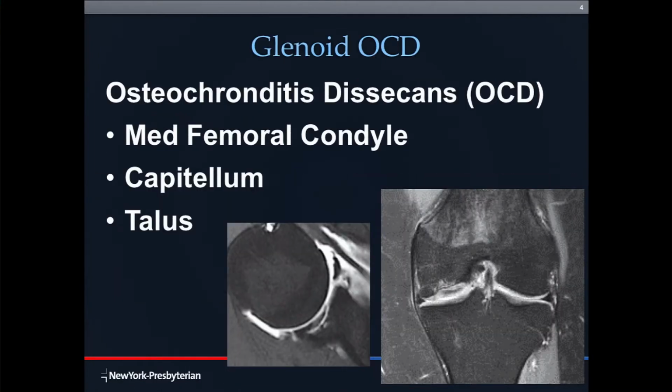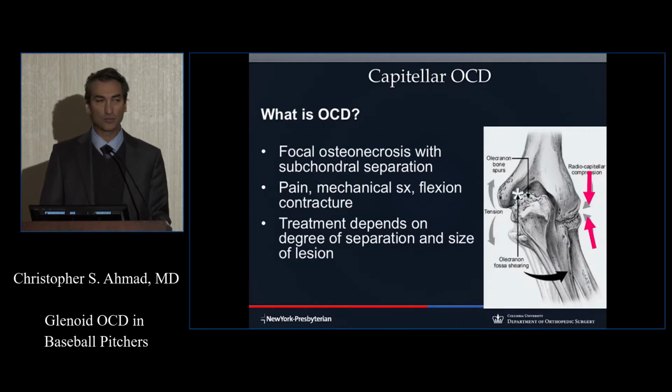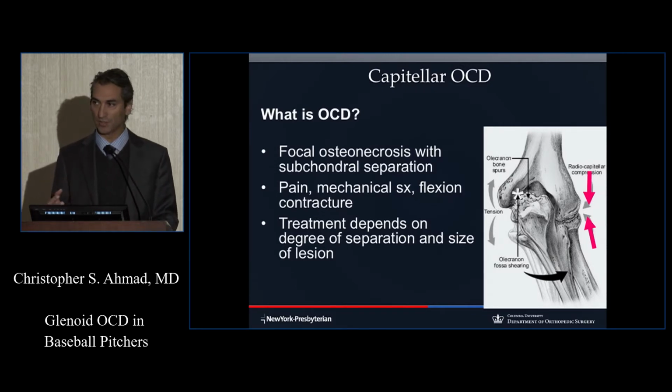Osteochondritis dissecans is OCD, and it's much more common in other places in the body. Medial femoral condyle, number one, so in the knee. The capitellum, we see that in the young baseball players, sometimes in the talus and in the ankle. And since we know about elbow OCD, let's just concentrate on what it really is.